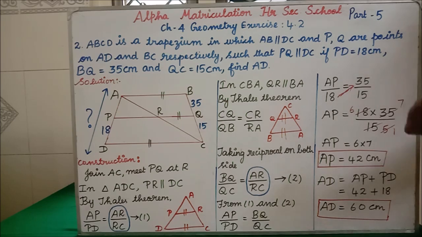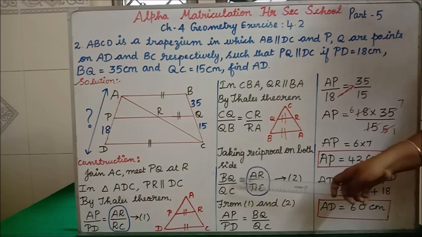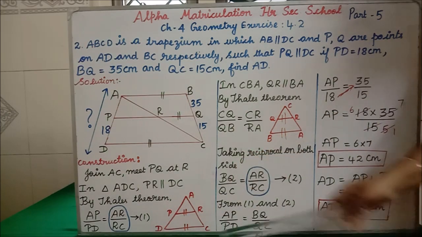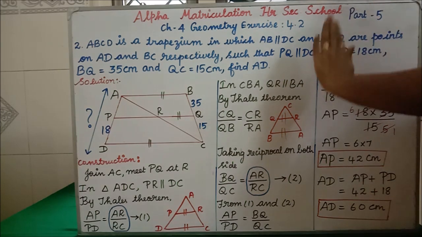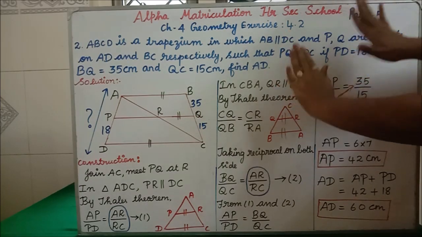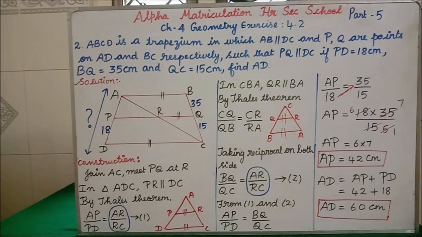Clear? Why are we taking the reciprocal? We have to bring either this side equal, or otherwise we have to say the right hand side should be equal. What is the right hand side and left hand side? When you are writing, this is your left hand side and this is your right hand side. Based on that only you have to say.